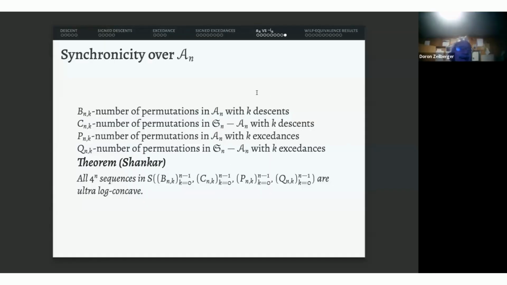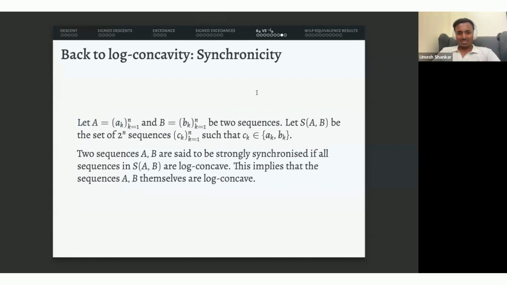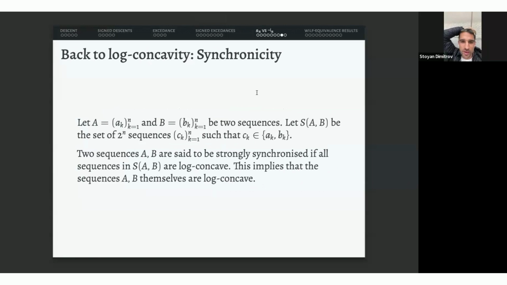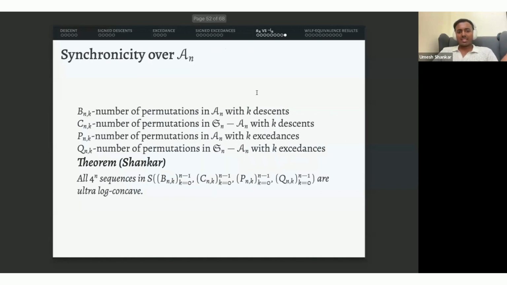Yes, sir. Thank you. So I'll just continue from where I left off. S of A comma B is the set of 2 power n sequences, and if all the sequences in this are log concave, then we will say that A and B are strongly synchronized. So this is the result. B_{n,k} is the number of permutations in A_n with k descents. C_{n,k} is the number of permutations in S_n minus A_n with k descents. P_{n,k} is the number of permutations in A_n with k exceedances. Q_{n,k} is the number of permutations in S_n minus A_n with k exceedances. So we have 4 sequences.